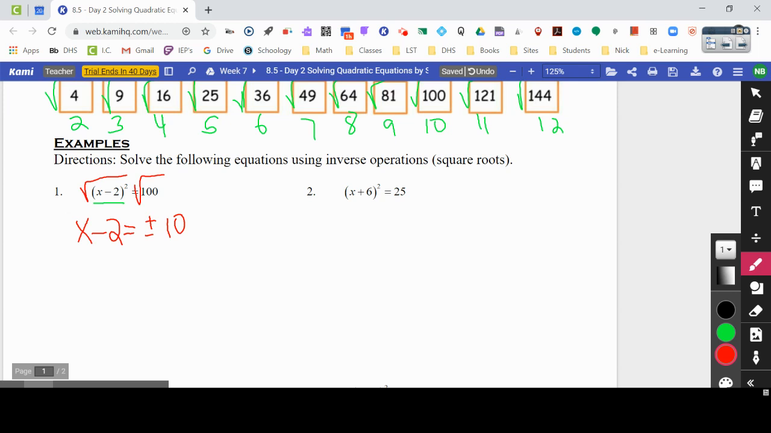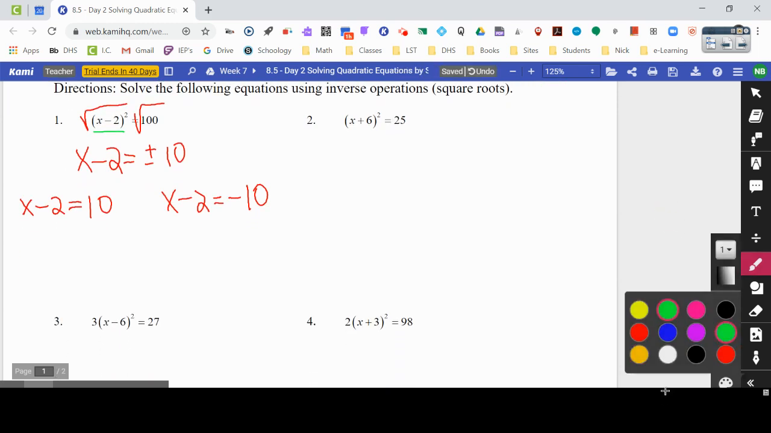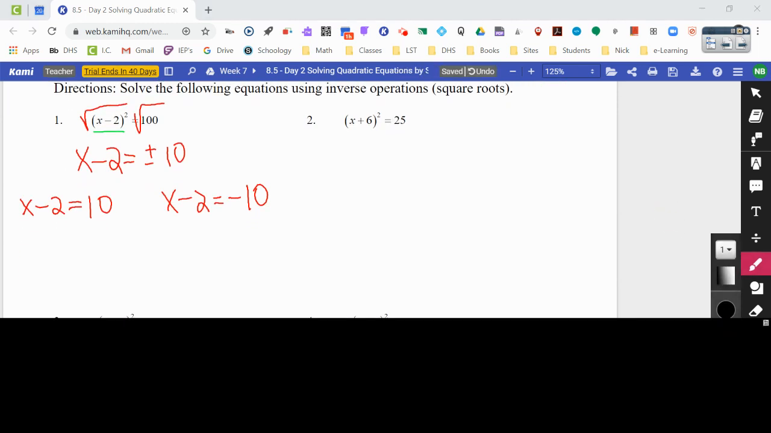So now this is where I have to make two equations, right? My first equation is going to be x minus 2 is equal to 10. And my second equation is going to be x minus 2 is equal to negative 10. All right, now I'm going to solve both, right? But I solve these the same exact way, right? By adding 2, add 2. So we get x is equal to 12, right? 10 plus 2 is 12. So that's one of my solutions.